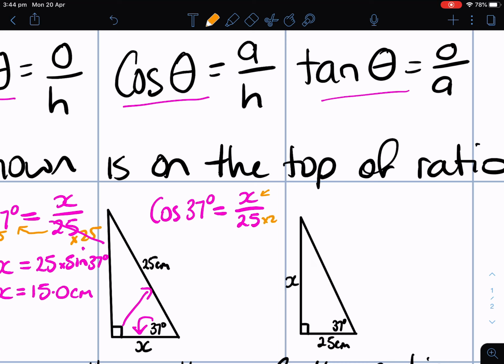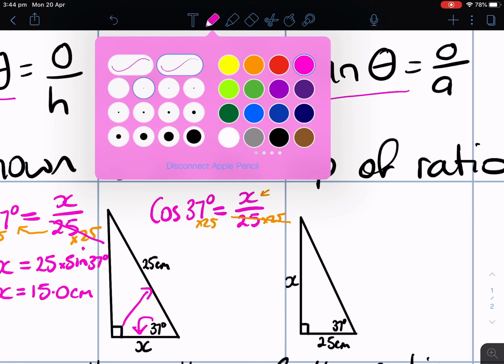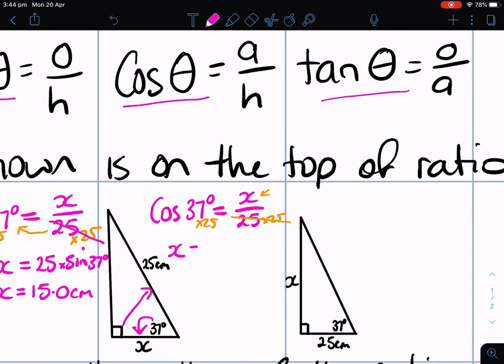Again we're going to times both sides by 25, so they will cancel out, and we'll end up with an equation of x equals 25 times cos of 37 degrees. Now when you put this into your calculator, you go 25 times cos 37 equals, and you will round that to one decimal place, and you'll end up with 20.0 centimeters.